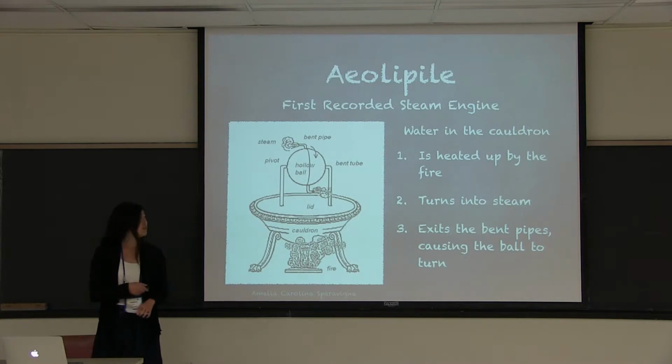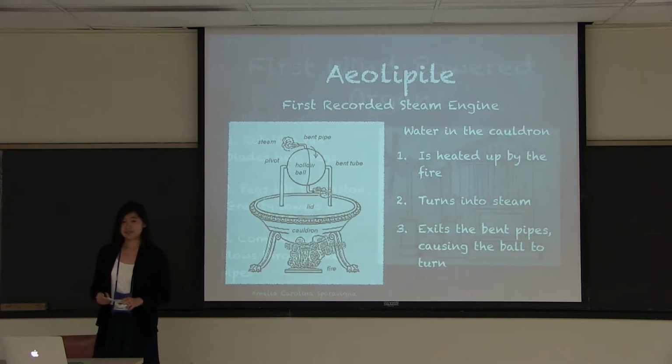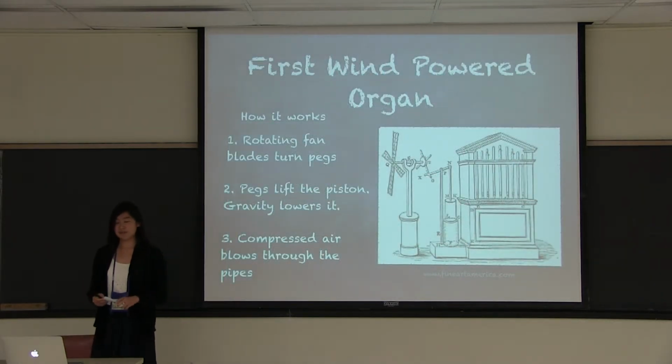How the aeolipile works is that fire is ignited beneath a cauldron of water, and the water will heat up. The water will thus turn into steam, and it will travel out through bent pipes around a ball, causing it to rotate. And how the first wind-powered machine worked was it actually powered an organ.